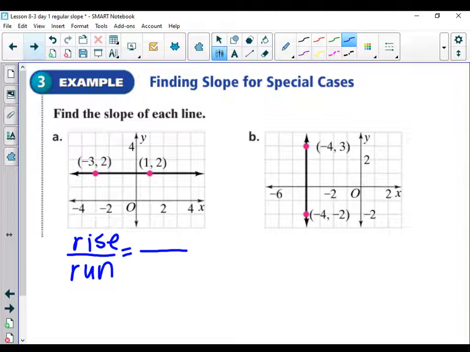How much are we rising? 0. How much are we running? 4. Yep, I think it is 4. Allie, will you type this in? 0 divided by 4. Oh!